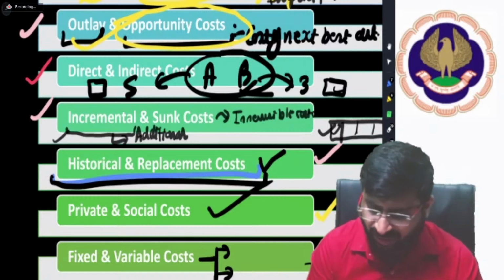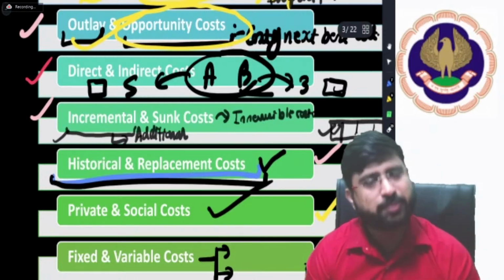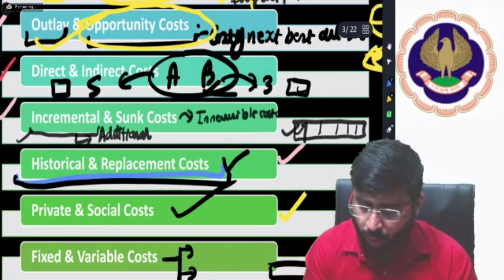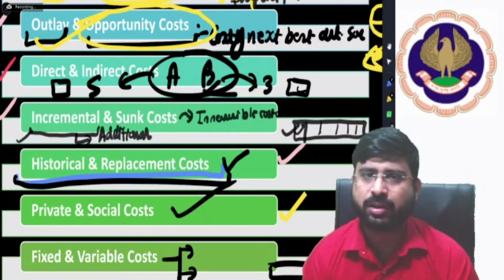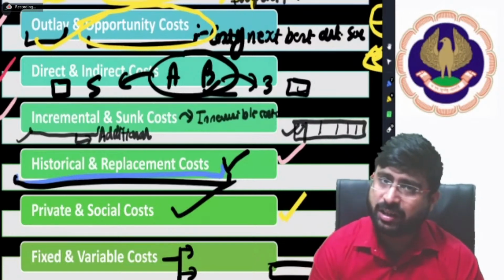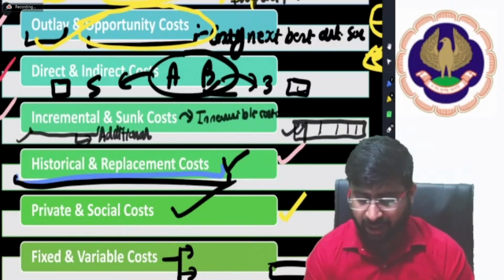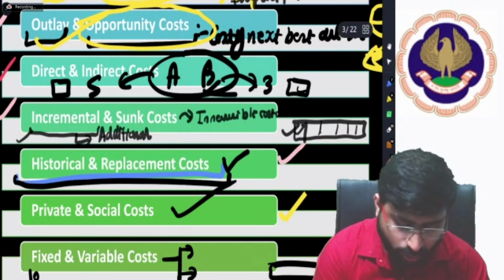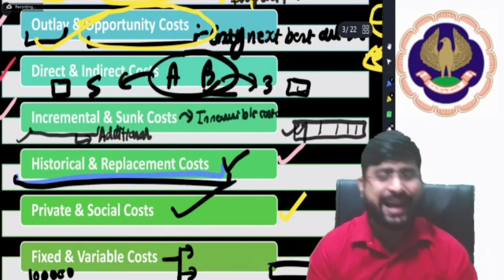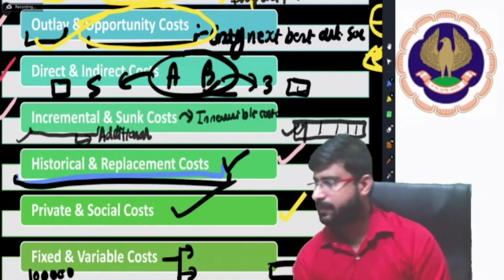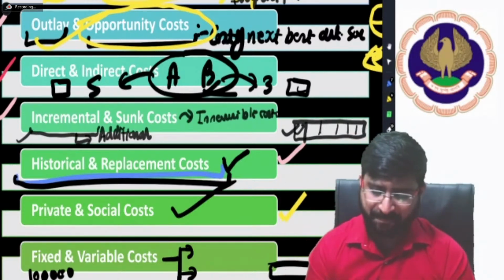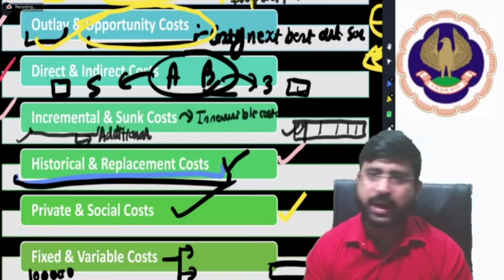Let's say there is this factory. You are in the business of chips manufacture. Let's say you make potato chips. Now pay attention. This factory has a capacity of producing 1 lakh packets of chips a year.